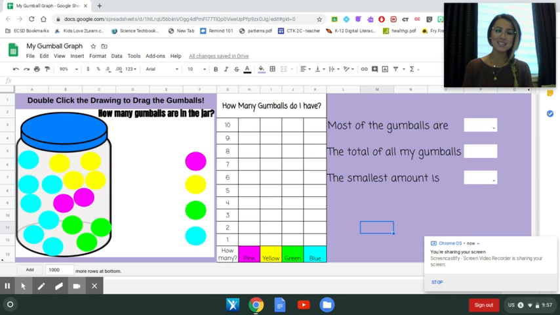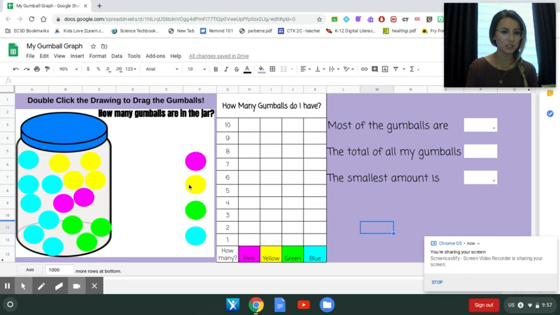Hey, grade 2, so we're going to take a look at this bar graph today. A bar graph is a way to organize and understand the information that we have gathered. So if we take a look here, we have a gumball graph. So I'm going to take a look first and see how many gumballs are in the jar. So I'm going to count.